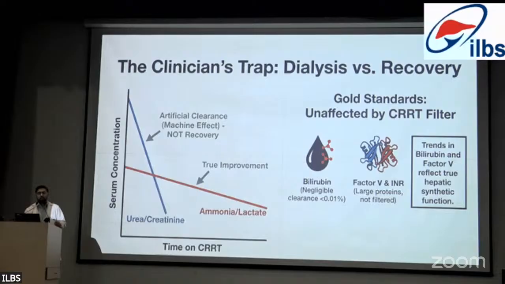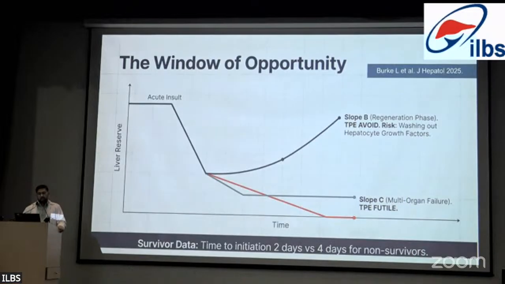So these dynamic parameters, ammonia and lactate, are not always an indicator of liver recovery. So bilirubin, factor 5, and INR need to be taken into account. Trends in bilirubin and factor 5 reflect true hepatic synthetic function and need to be assessed in a timely, regular fashion. This is a small window of opportunity.